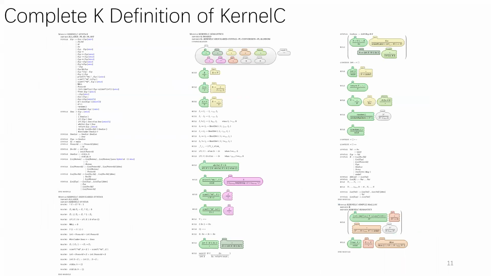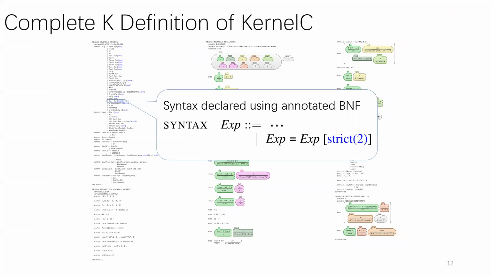Let me give you a very high-level introduction to how you define things in K by means of a simple example language. Here is a complete K definition of kernel C, which is a fragment of C. The left column defines its formal syntax, and the other two columns define its formal semantics. I'll next zoom through this definition and highlight some of K's features.